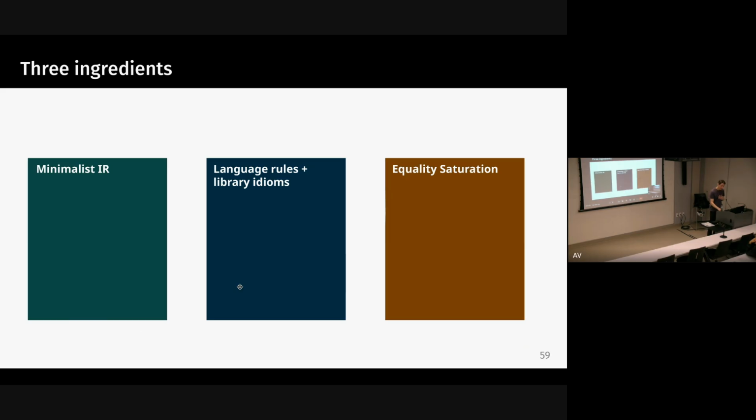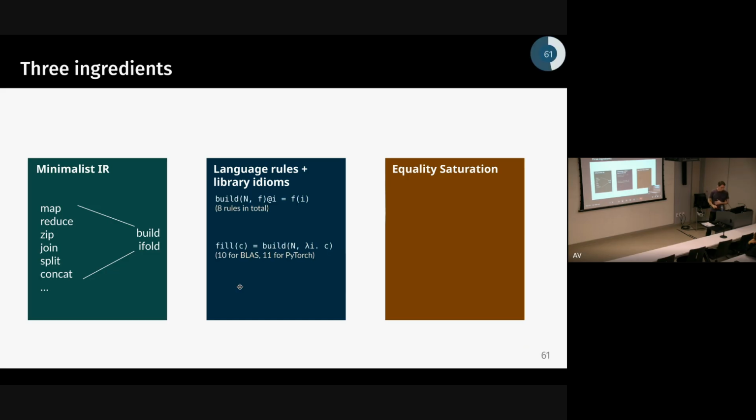The first one is the IR, the intermediate representation. We're going to be using a functional IR. Think of it this way: we're going to try to reduce the number of operators in our language, the language in which we're trying to recognize these idioms, to the minimum. Everything boils down to build and iFold, and I will explain this in a second.